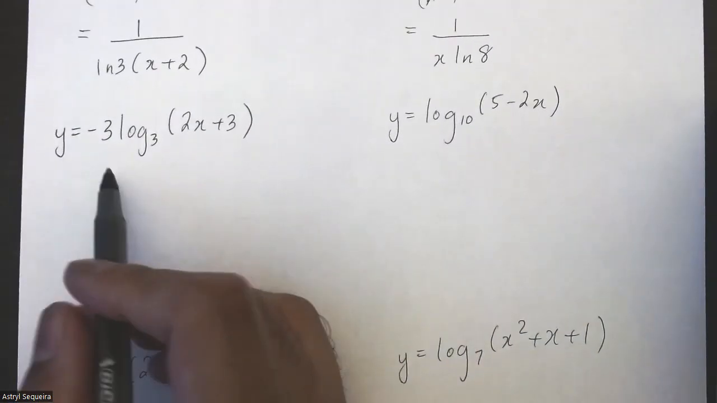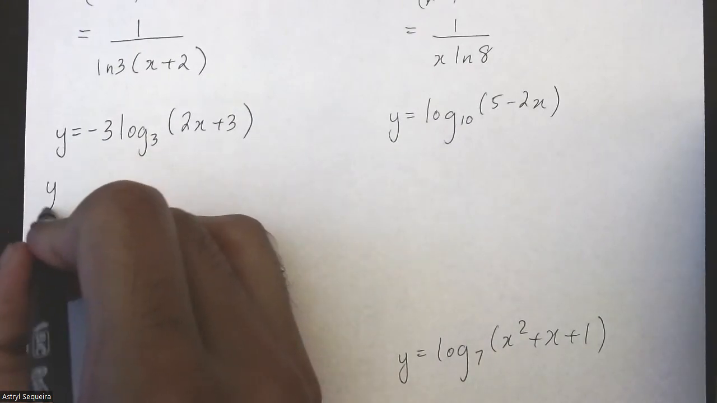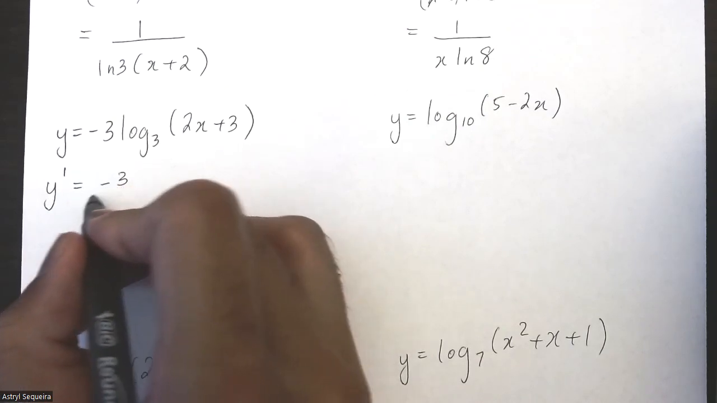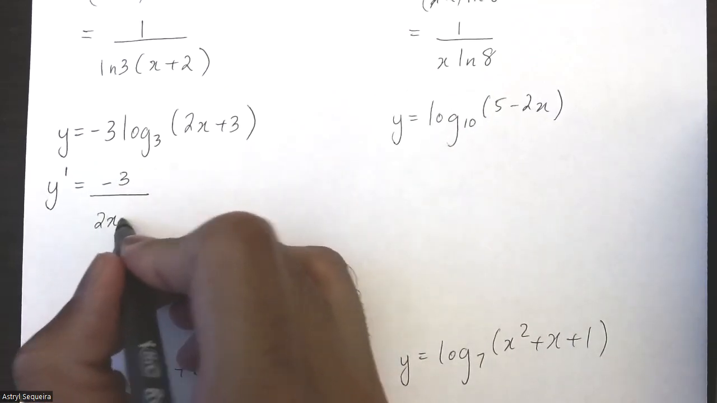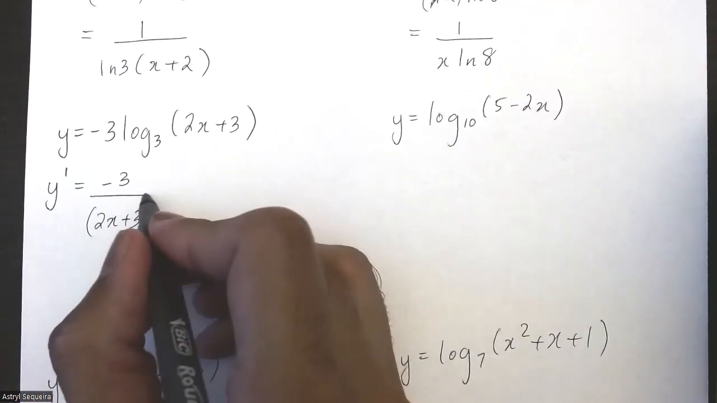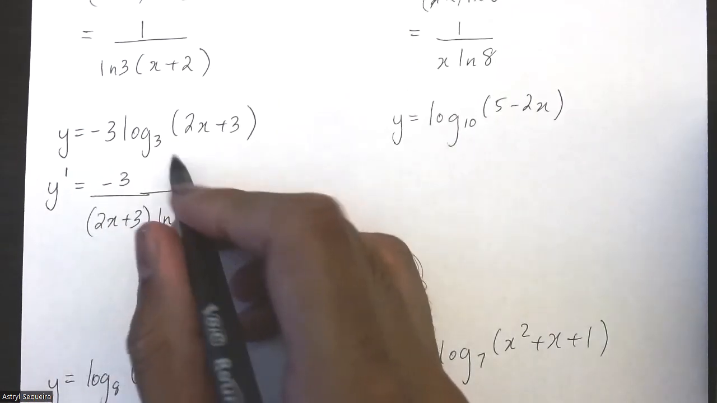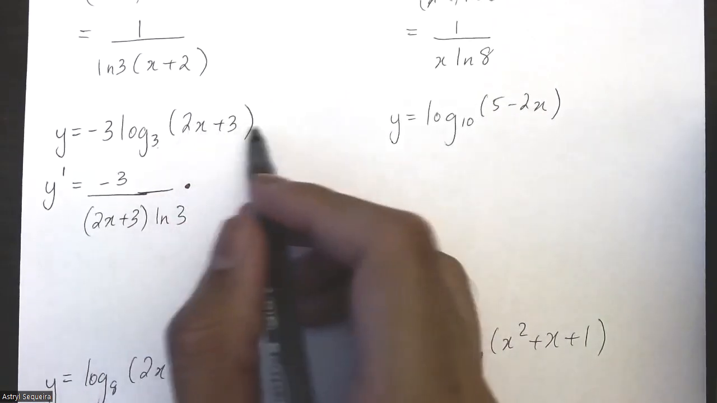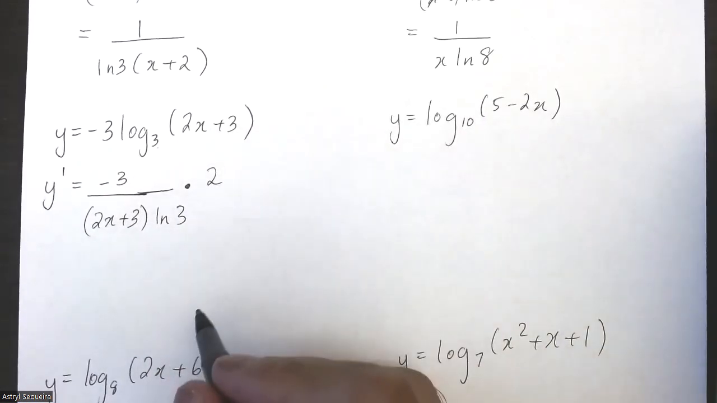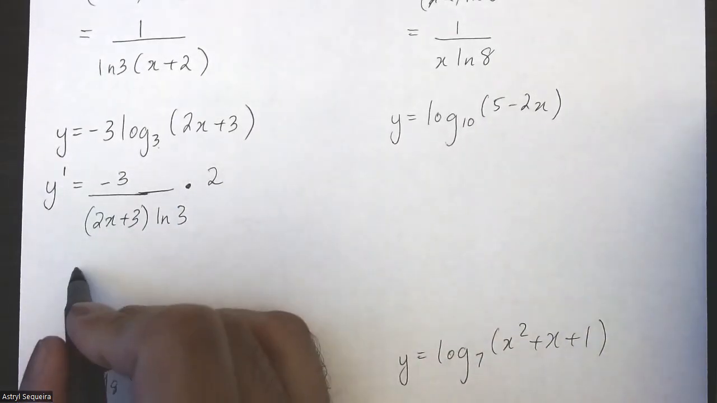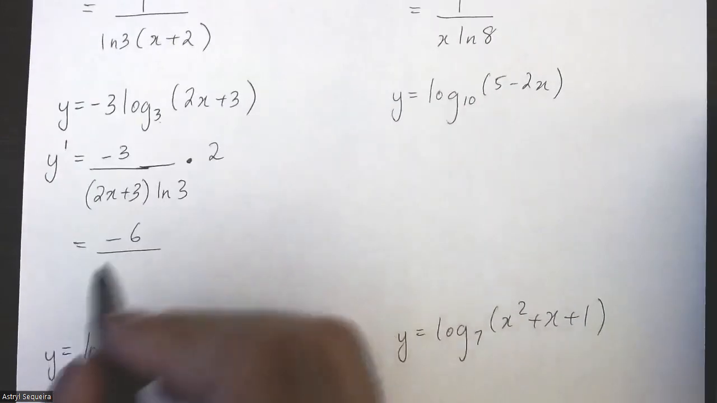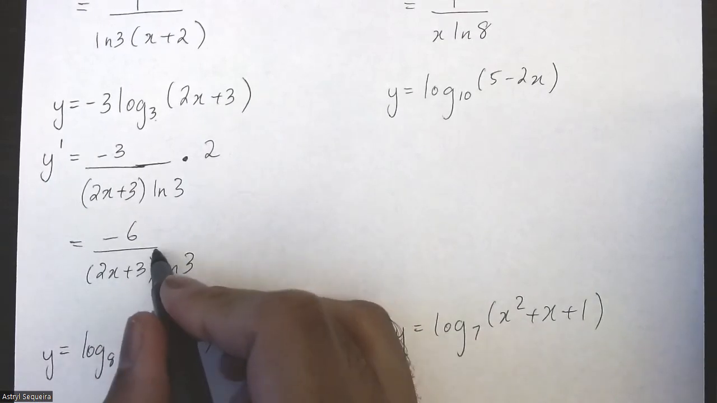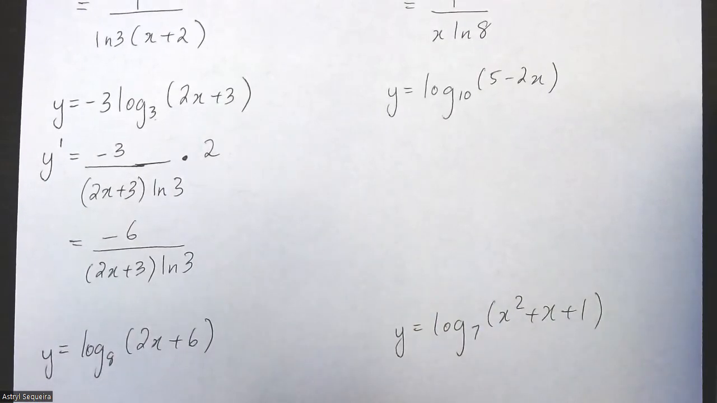Third question here, same idea, but now I have a -3 over here. So when I derive this, I have -3 over 2x plus 3 times ln of the base, which is 3. Then I'm going to multiply this by the derivation of the inside of the bracket, which is just 2. I can simplify this by doing -3 times 2, which is -6, over 2x plus 3 times ln 3. That would be my final solution.